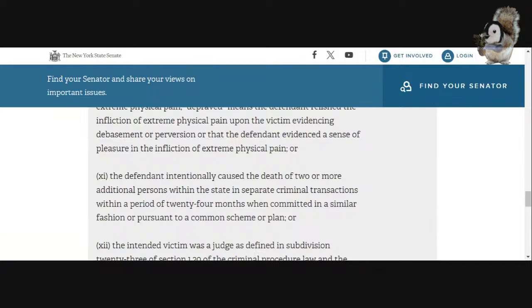And so what this is really speaking to is a serial killer, right? So you've caused two or more additional persons to die within the same state in separate criminal transactions within a period of 24 months. Like, this literally is defining a serial killer, because again, it's separate. And then also within a period of 24 months, so that they have to be spaced out. And this is very specific.